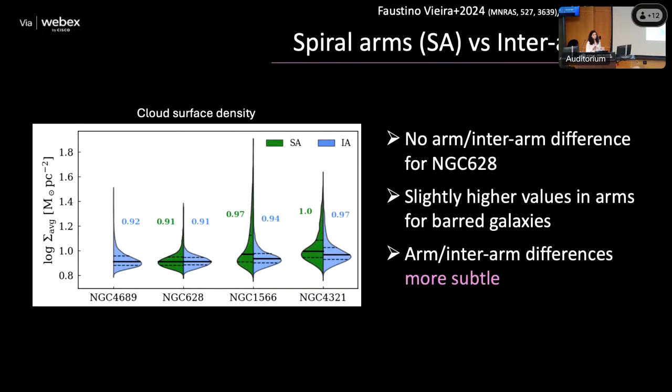But when you look within the disk, at differences between arms and interarms, this becomes a lot more nuanced. In NGC 628, for example, the populations look basically the same. There's no difference. But in the barred galaxies, you do see slightly higher surface densities in the arms than the interarms, but there's no really significant difference.